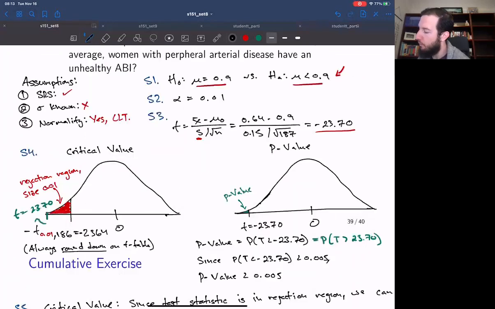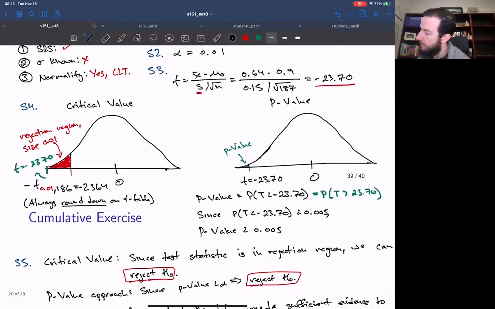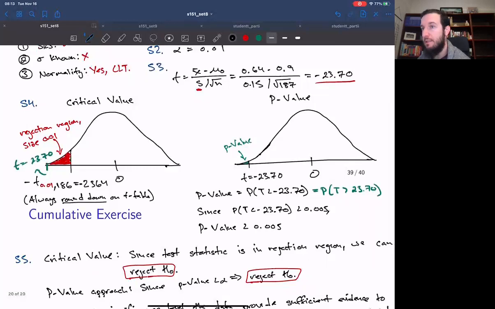Okay, so since the probability that t is less than -23.7 is less than 0.005, the p-value is also less than 0.005.